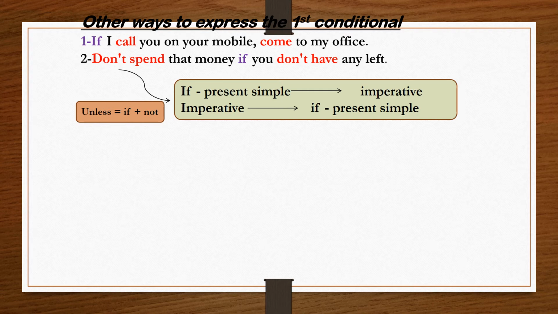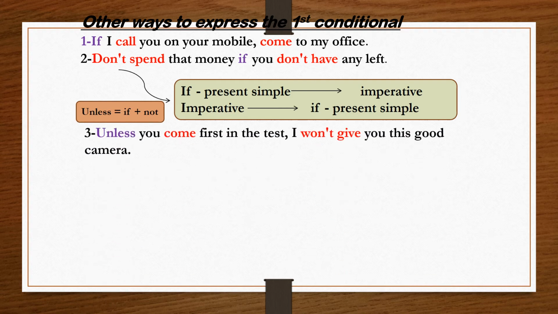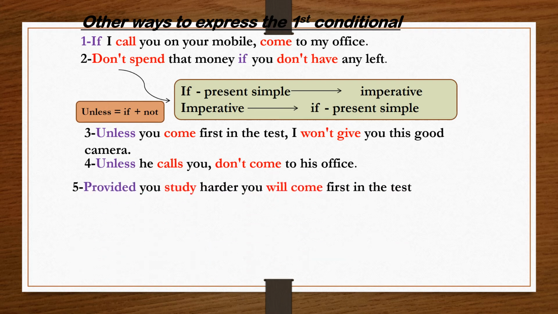Unless means if plus not. Such as, unless you come first in the test, I won't give you this good camera. Unless he calls you, don't come to his office. Remember that unless must come in the affirmative sentence, okay? We can't put the negative with the sentence that begins with unless.